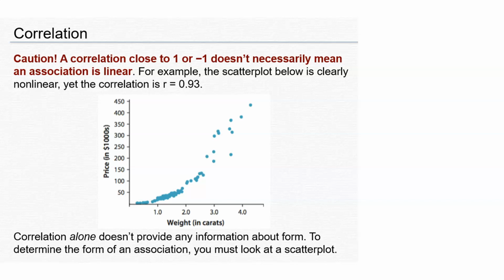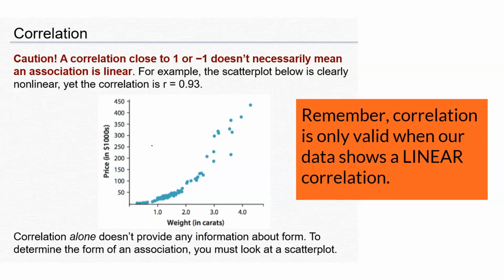So a word of caution, a correlation close to +1 or -1 doesn't necessarily mean that an association is linear. For example, the scatter plot below is clearly nonlinear. This makes this curved shape here. The correlation for this, based on the computer work, is 0.93. Correlation alone doesn't provide any information about form. To determine the form of an association, you must look at a scatter plot. Remember, correlation is only valid when our data shows a linear correlation.